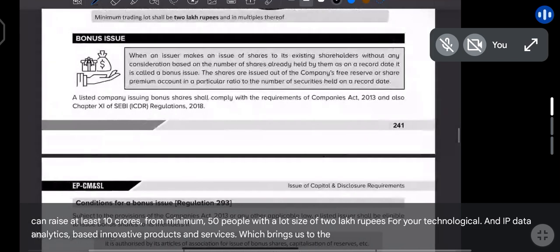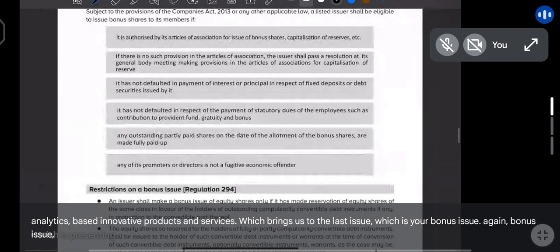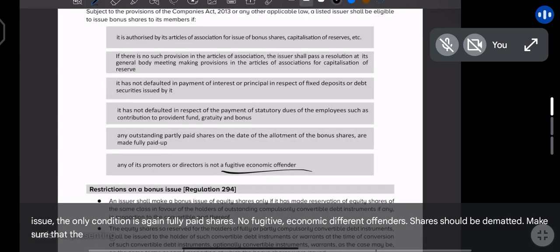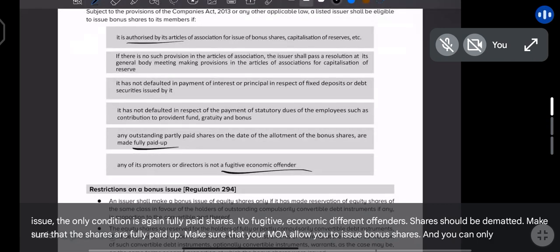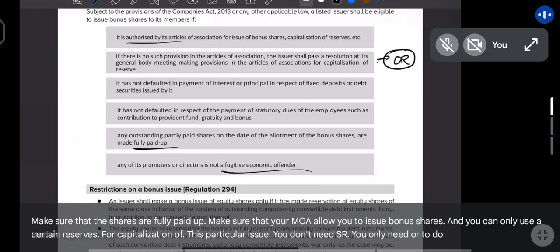Which brings us to the last issue, which is your bonus issue. Again, for bonus issue, the only condition is again fully paid shares, no fugitive economic offenders. Shares should be dematted. Make sure that the shares are fully paid up. Make sure that your MOA, AOA allow you to issue bonus shares. And you can only use certain reserves for capitalization of this particular issue. You don't need SR, you only need OR to do bonus. So that is something that is different.